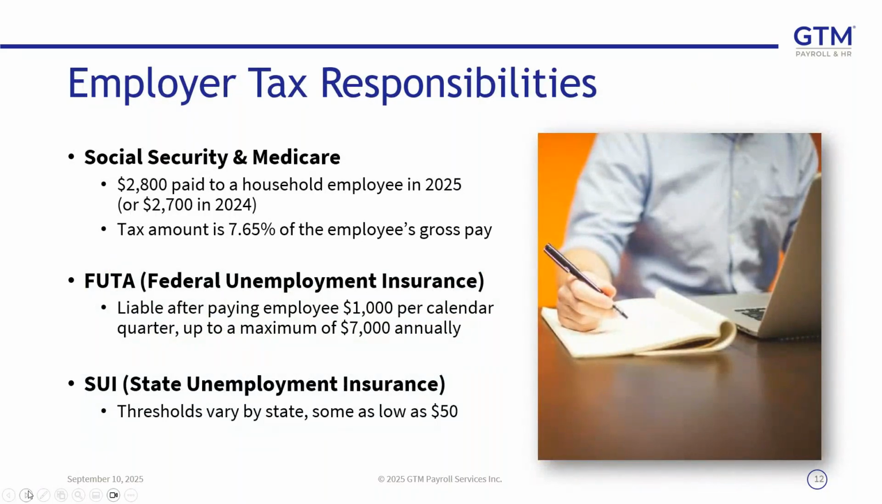So just to review a couple of key points, the household employment tax responsibilities kick in when the $2,800 cash wage threshold for 2025 is met, or $2,700 for 2024 wages. The family pays 7.65% of their employees' pay in FICA taxes, and they also pay federal and state unemployment taxes if applicable.